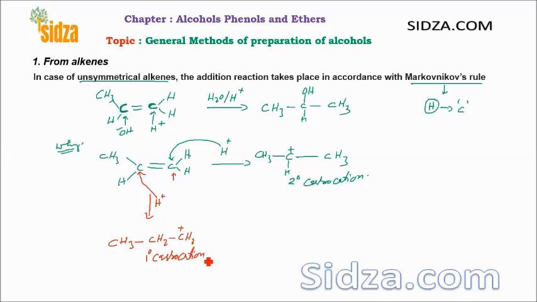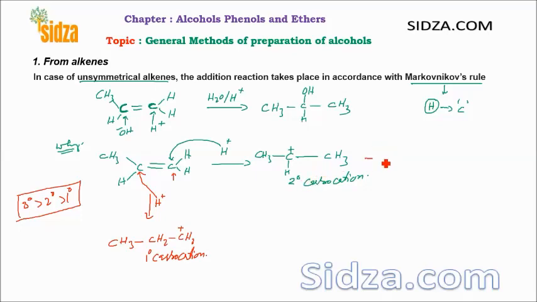So here is the reason. We know the order of stability of carbocations: tertiary is more stable than secondary, which is more stable than primary. Hence, when addition occurs, the electrophile attacks first the double bonded carbon that produces the more stable carbocation. There are 2 possible carbocations, secondary and primary, but secondary is more stable. That's why it will be formed as the major product.